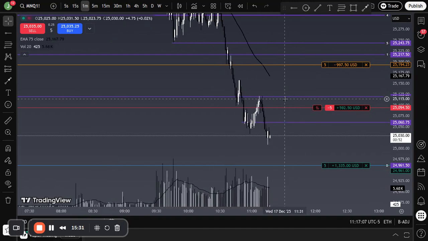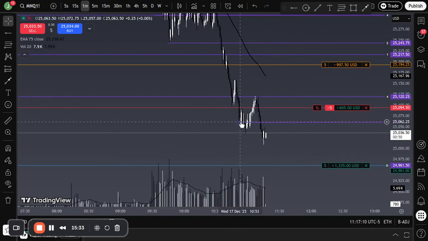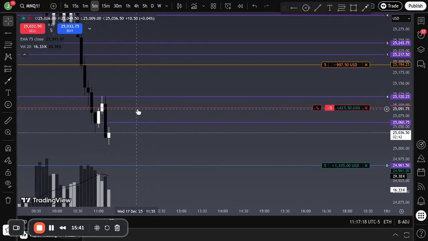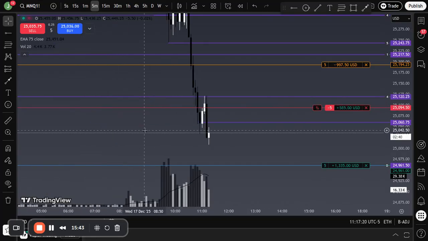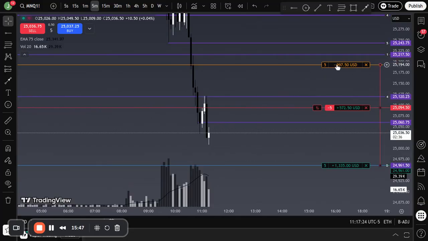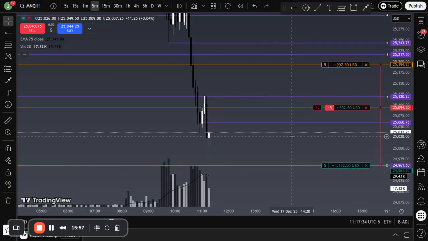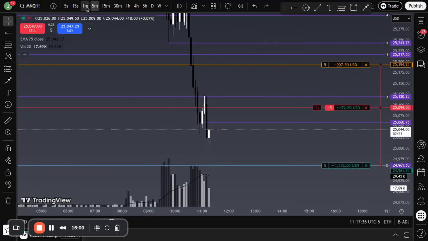But just overall, again, this is the 1 minute, so you just can't really be looking in a vacuum here. Because we could reverse. At any moment, price could reverse and we could run back high. I'm definitely not holding for that to happen. This trade went up decent, 83 handles.